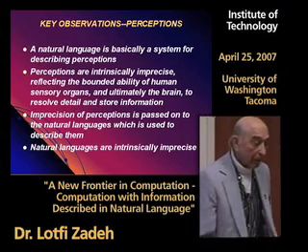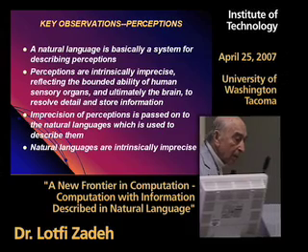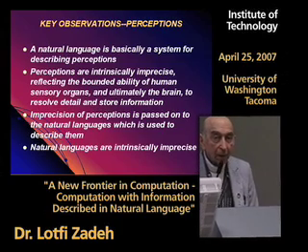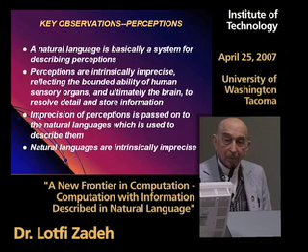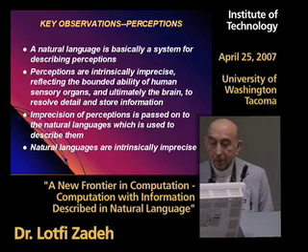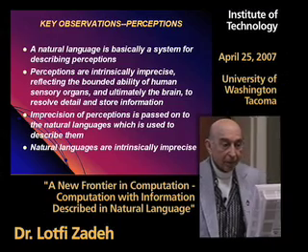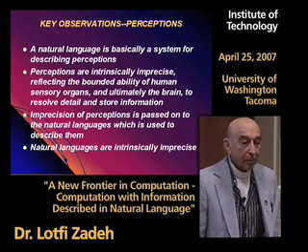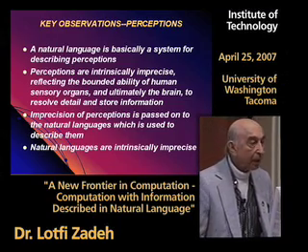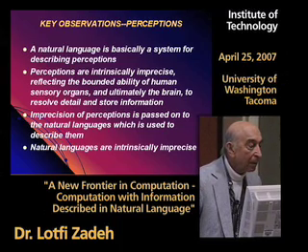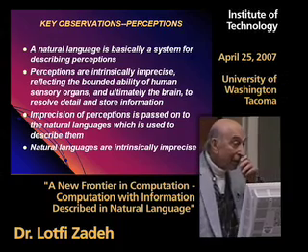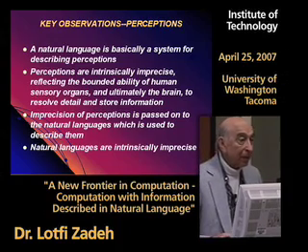So what is the problem? The problem is this. Natural languages are intrinsically imprecise. And the imprecision of natural languages is rooted in the fact that a natural language is basically a system for describing perceptions. That's really what a natural language is. But perceptions are intrinsically imprecise.